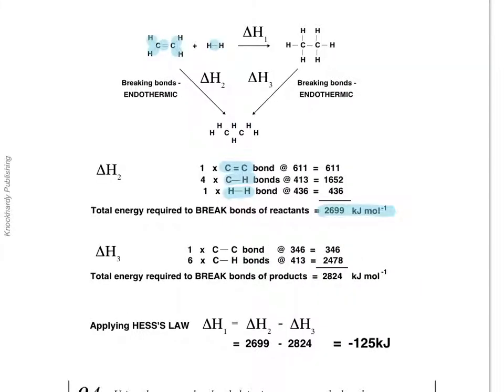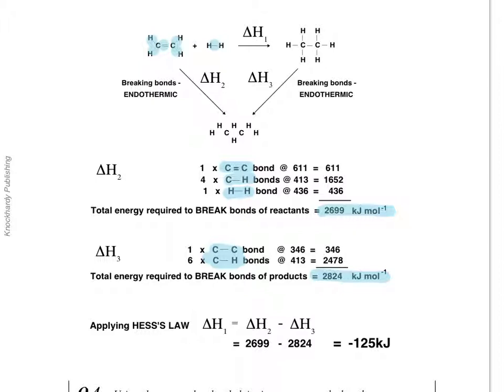Then thinking about all the bonds that need to be broken to get your product into the individual atoms, you need to break 1 carbon-carbon single bond and 6 carbon-hydrogen bonds, and that gives us a total of 2824 kilojoules per mole.